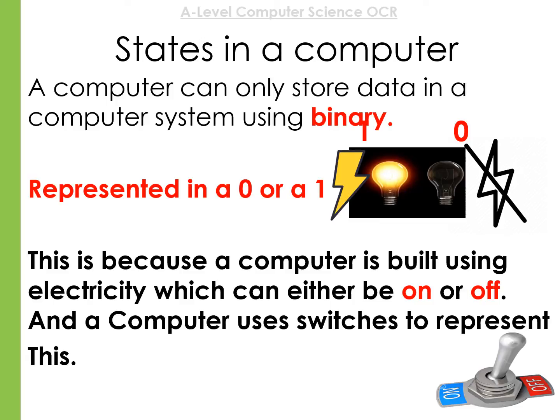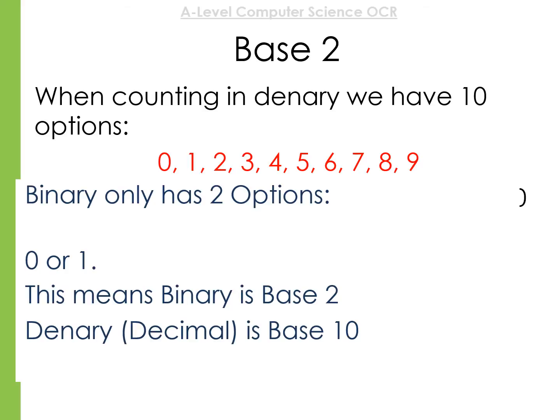It uses a vast, complicated set of switches, which can either be in two states, the 0 or a 1. In denary, we have 10 options. The 10 options are 0 to 9, whereas, as we've figured out already, binary only has 2, a 0 or 1. We call this base 2. Decimal, what's sometimes known as denary, is base 10.